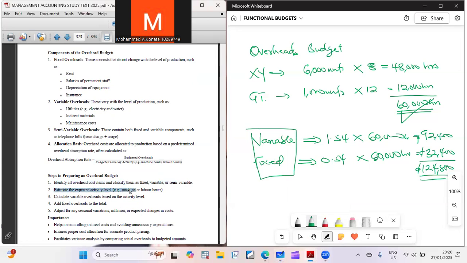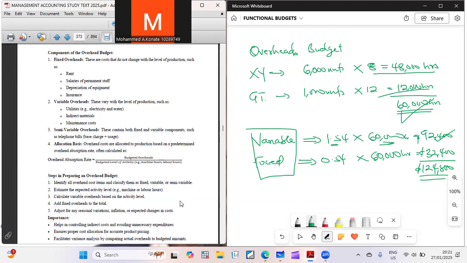Then estimate the level of activity. The level of activity, as you could see, is the hours. So if you estimate the total level of activity, you calculate the variable based on the level of activity. You are given the price, and based on the level of activity, this is what you get. So you also do the fixed overhead. Then you put them together to get your total. If there are any other variations in the question, then you do those.